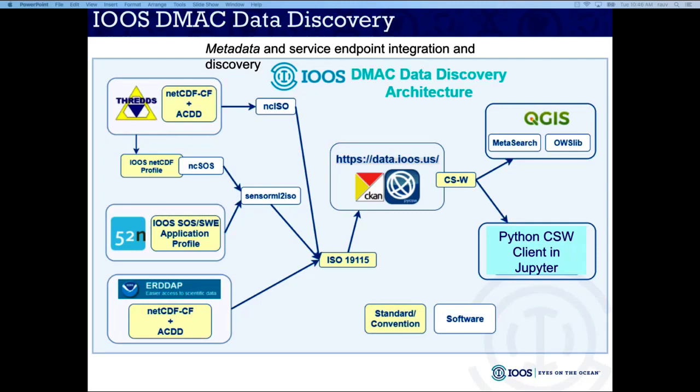Likewise, from ERDDAP or from the 52 North IOOS flavor of the server, there are other tools that transform the internal storage and internal metadata into ISO 19115. All of those get registered in the registry, and they get harvested into the CKAN catalog. CKAN is a pretty widely used generic catalog software.